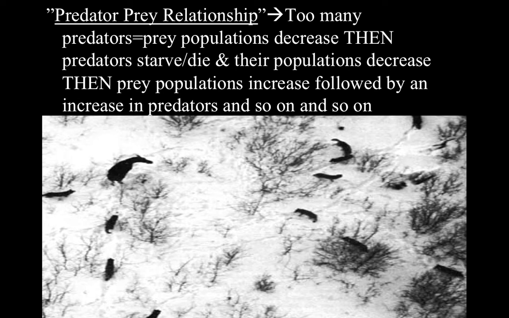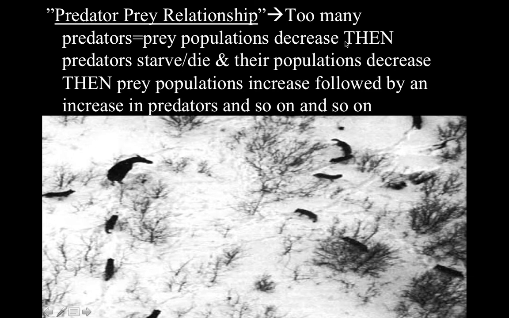Think about this on a graph as I go over this. Let's say we have a certain number of prey animals, like the moose. And if suddenly the predators, like the wolf, start reproducing a lot, there's going to be too many, and they're going to eat up all the prey. So imagine this on a graph: predators go up, prey goes down. It makes sense, right? They're eating up all the prey animals.